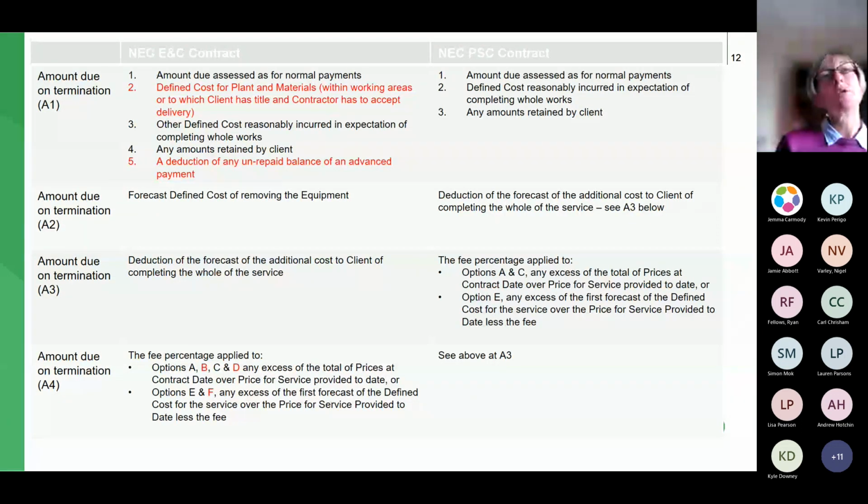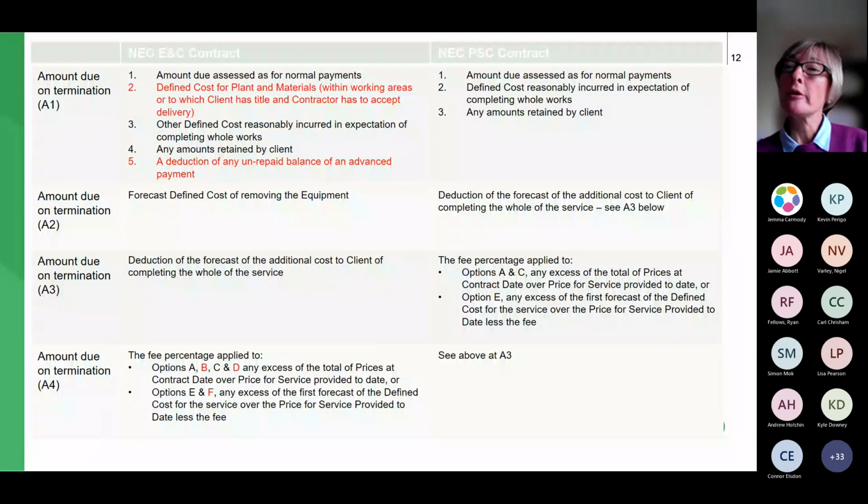So then we go down to the amount due on termination at A3. So that's the third line down. As far as your contracts are concerned, contractors' contracts, there's a deduction for the forecast of the additional cost to the client of completing the whole of the service. Now, this is payable where the contractor's contract has been terminated because the contractor was in default, in a way which entitles the client, the employer, to terminate its contract. And in that circumstance, the client is entitled to deduct an amount, so keep an amount aside to allow it to complete the balance of the work.